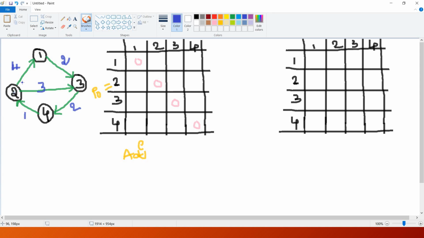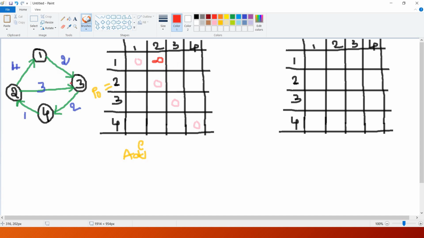2 to 1 is a directed path. So since we don't have any path from 1 to 2, what we have to do is make it infinity. In this situation, we don't know how much distance or how much cost it may be from 1 to 2. So for that reason, I am considering it as infinite in the adjacency matrix.